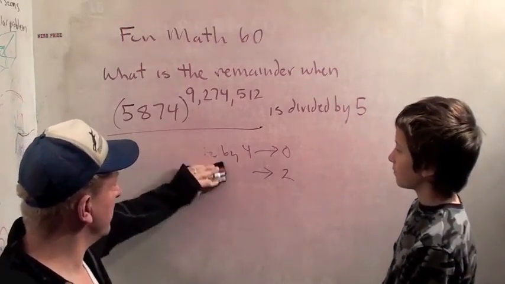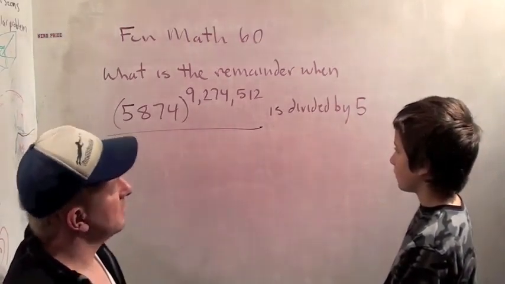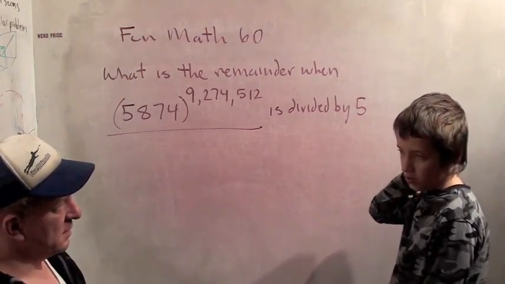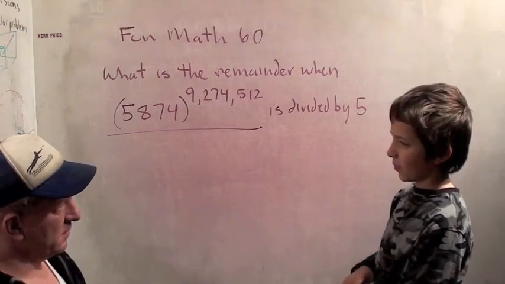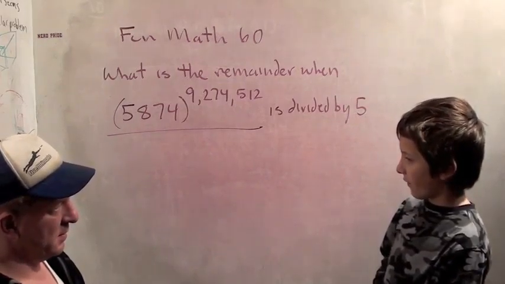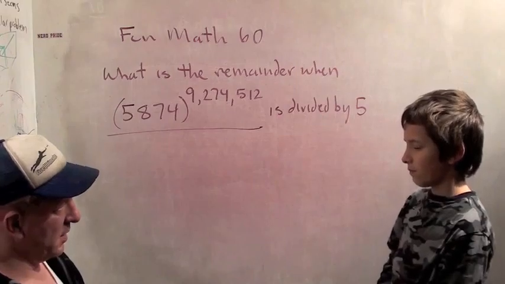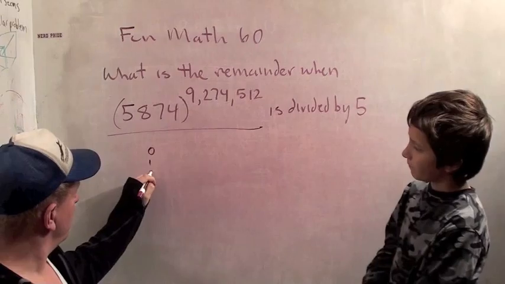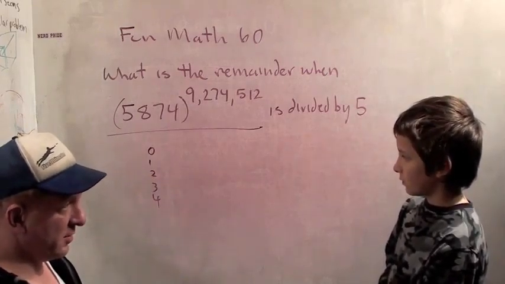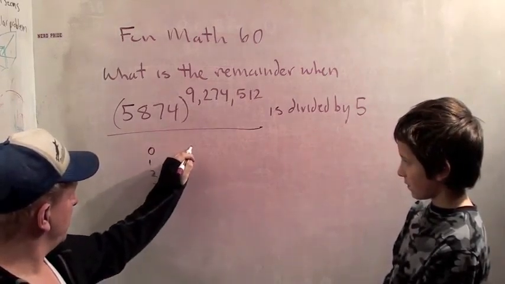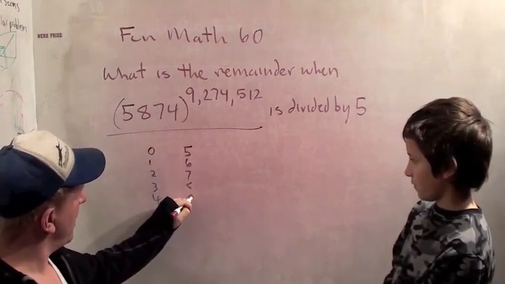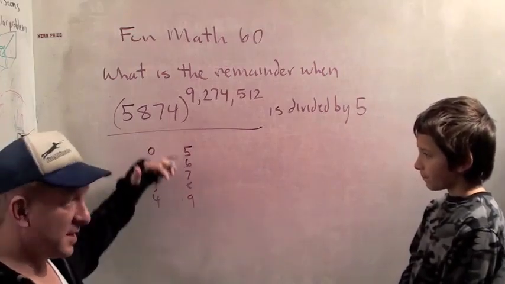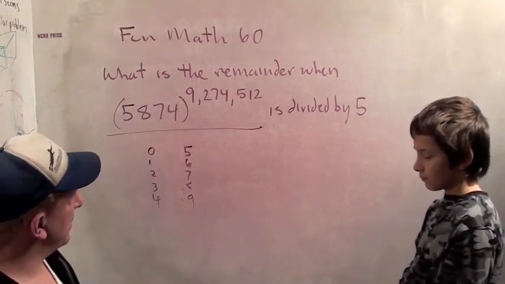So why does the last digit work for 5? Because there are only 2 choices for the last digit of a number divisible by 5: ending in a 5 or ending in a 0. So if a number ends in 0, 1, 2, 3, or 4, you know what the remainder is. And if it ends in 5, 6, 7, 8, or 9, the remainder is also 0, 1, 2, 3, or 4. There's a nice easy pattern for last digits when you're dividing by 5.